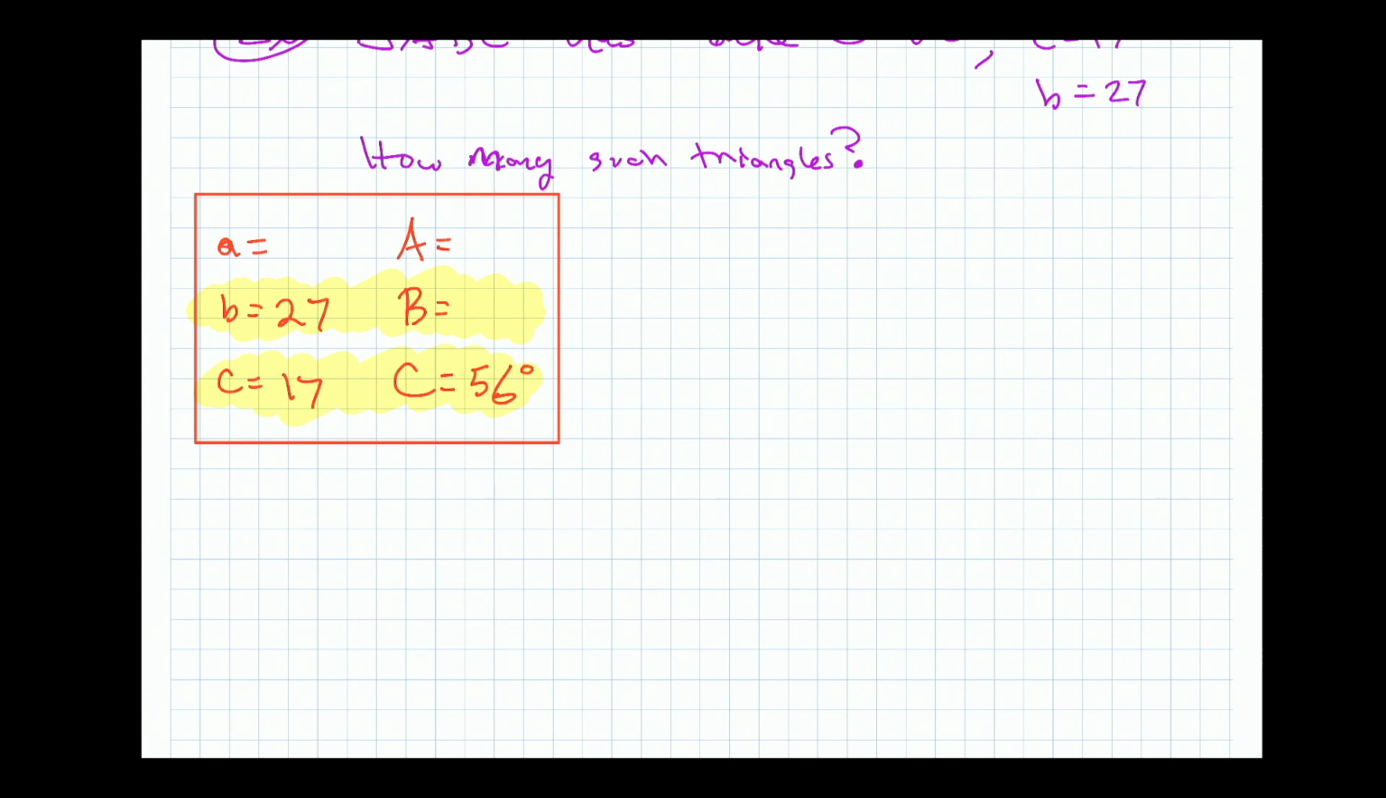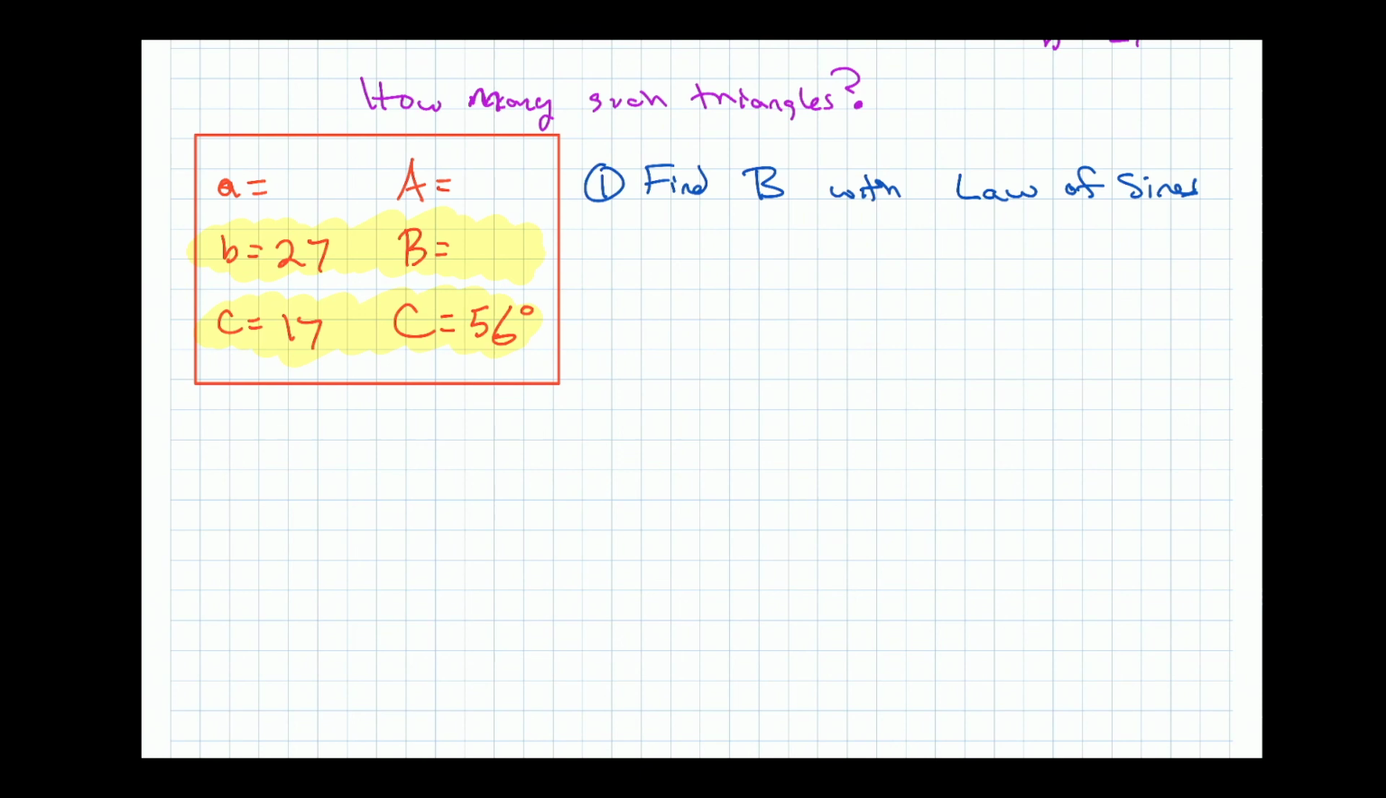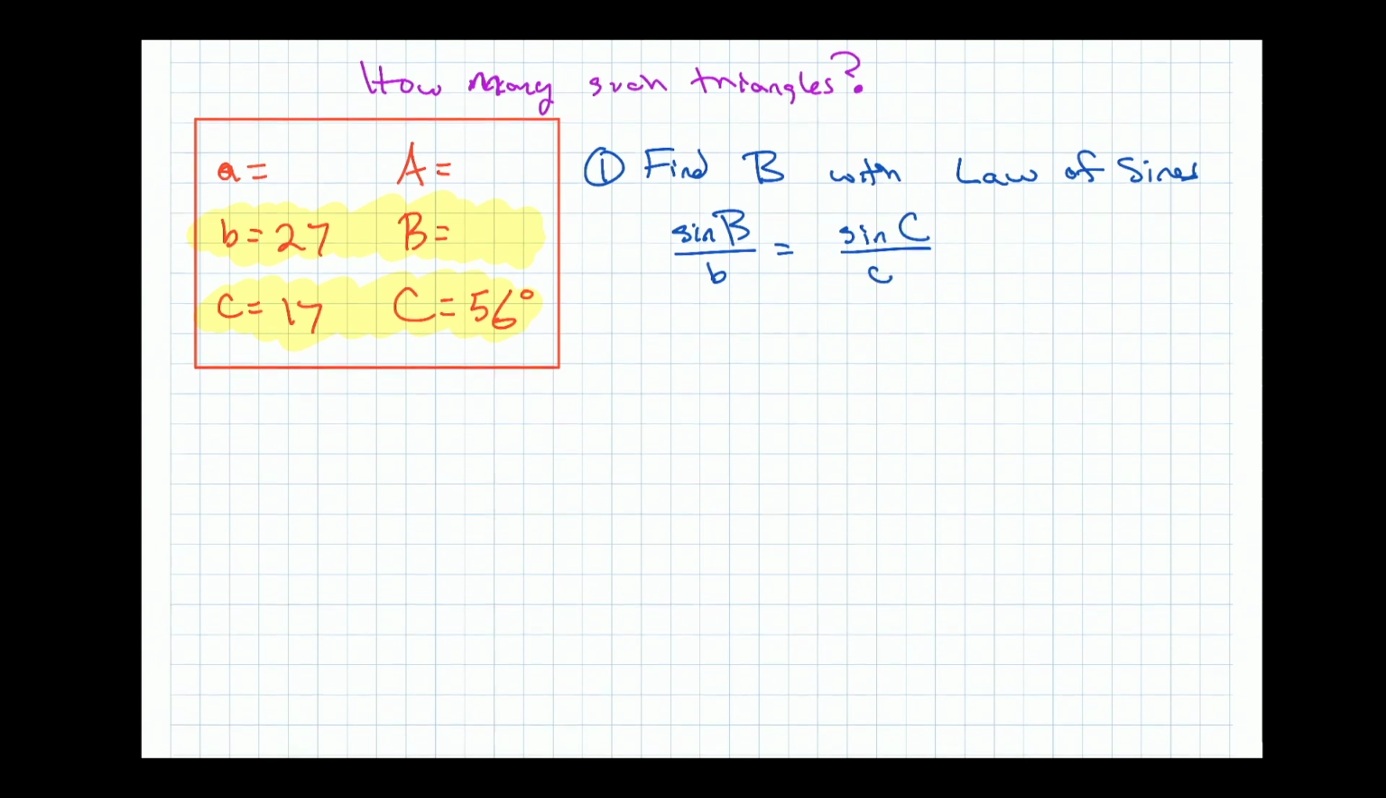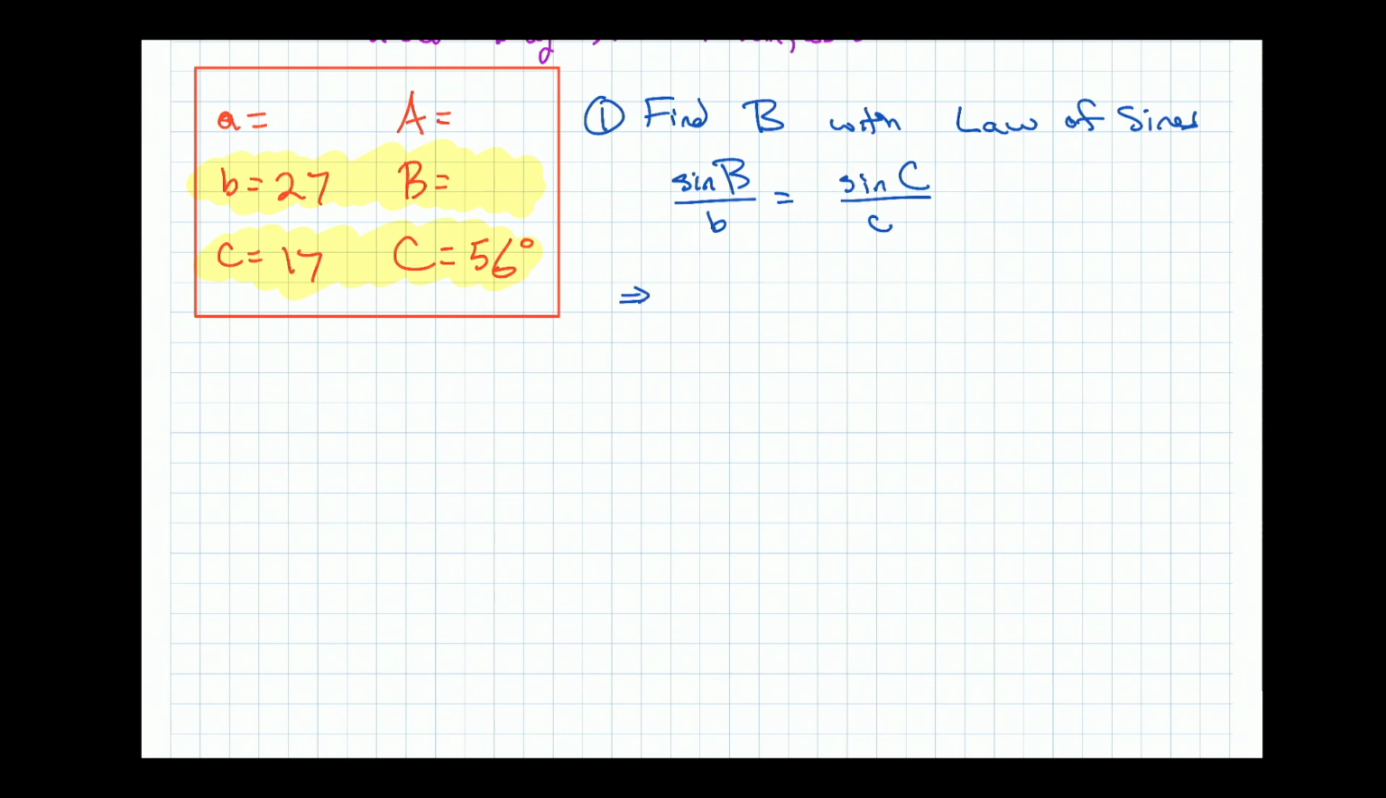Step one, find B with law of sines. Since we're looking for an angle, we'll use the form with the angle on top. We need to use B and C because those are the numbers that we have. So you write it out and plug in your numbers. Big B, we don't know. Little b, 27. Big C, 56 degrees. Little c, 17.